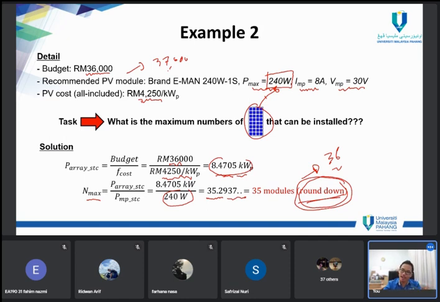If you round up, you need to add another extra money. So because we want to stick with the 36,000, it is round down. That's the answer. Boleh, Owi? Boleh, doktor. Cepat respons. Bagus, responsif. Tak tidur maksudnya. Okay, boleh. Any other question?